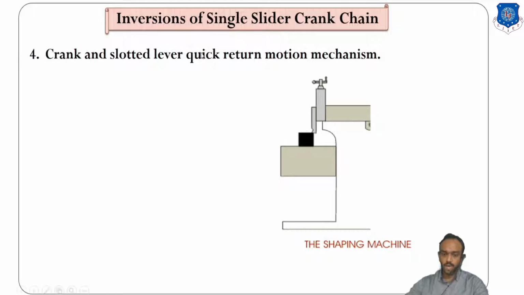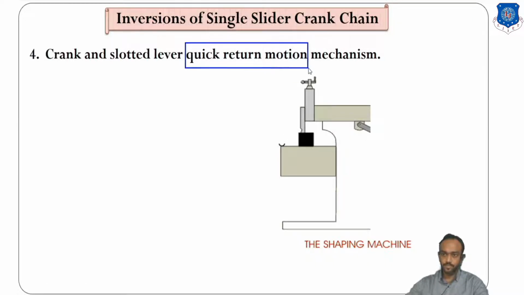First of all, what is the quick return motion, and why is it required? Check this. You can see on the screen this is the shaper machine, which is used for cutting slots and keyways and so on. In that you can see it is cutting from the top surface.